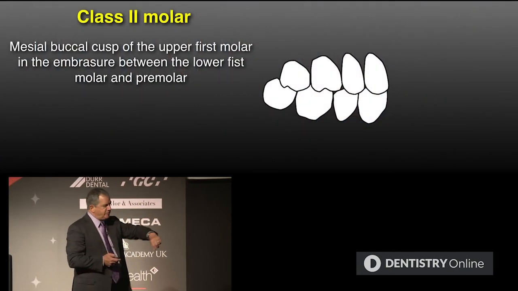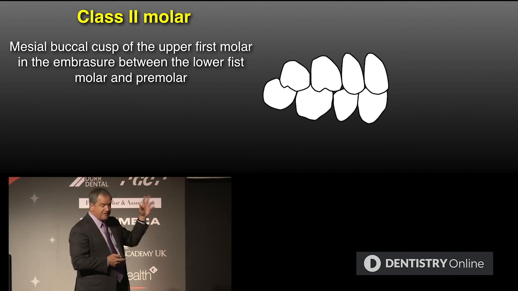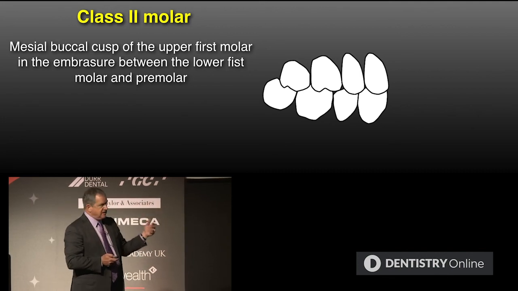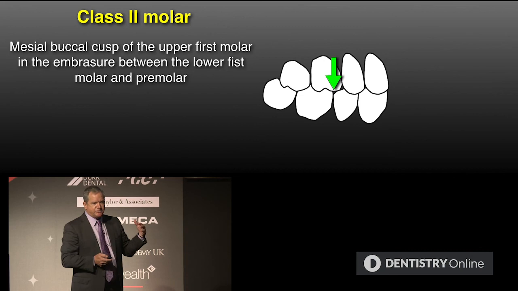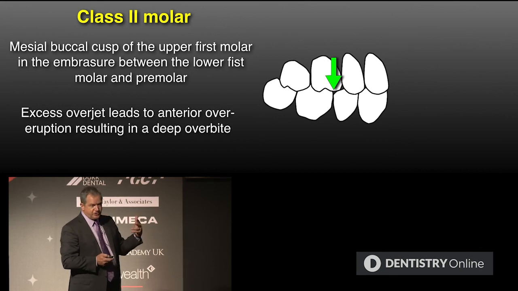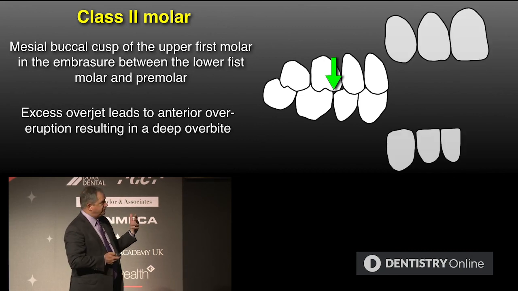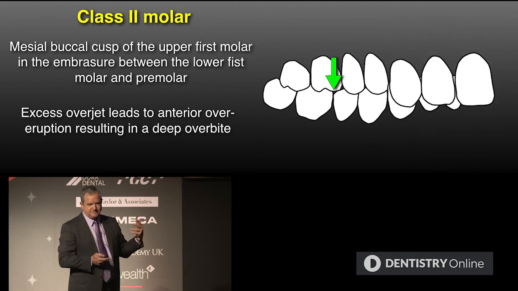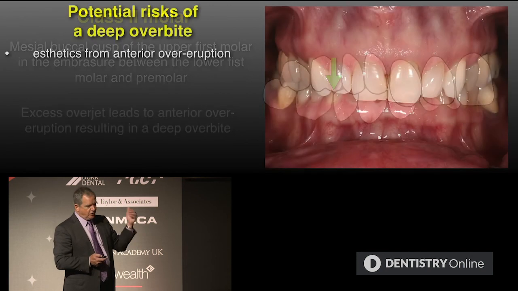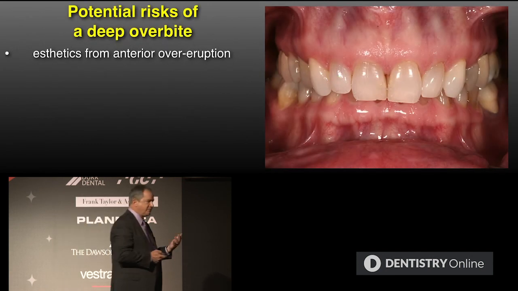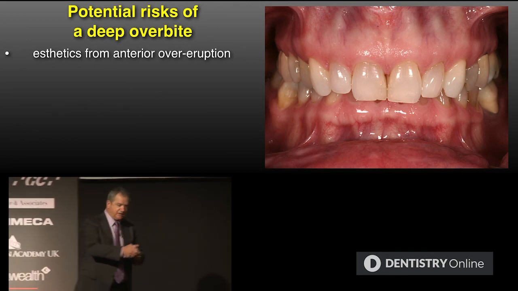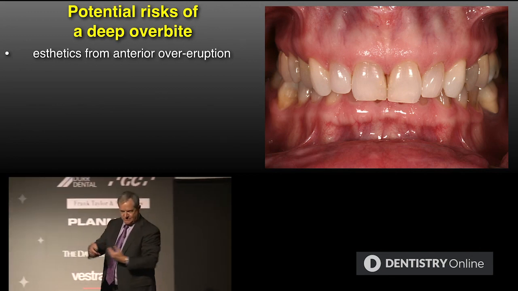We think about deep overbites, we'll start by thinking about class 2s. Class 2s have deep overbites. Why? Because they have too much overjet. And when you have too much overjet, that happens. You get over-eruption of the upper anteriors, over-eruption of the lower anteriors because the teeth don't run into each other because there's too much overjet.